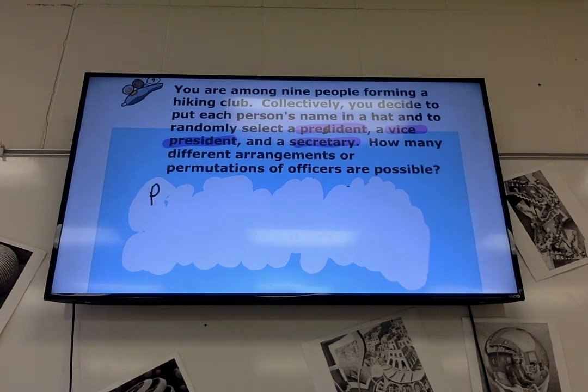So you're among 9 people forming a hiking club. Collectively, you decide to put each person's name in a hat and to randomly select a president, a vice president, and a secretary. How many different arrangements or permutations of officers are possible? So what's the big number? What's the N? 9. 9, because we have 9 that we're choosing from.